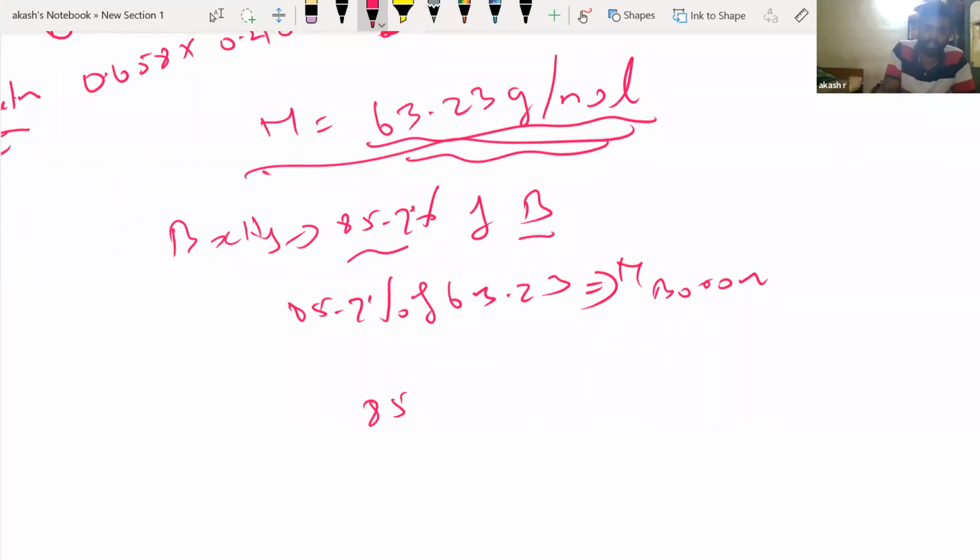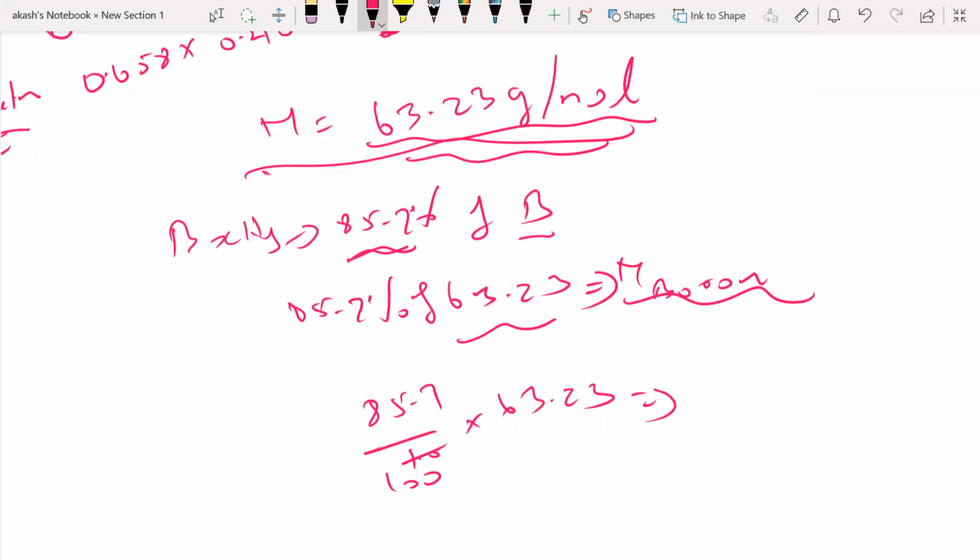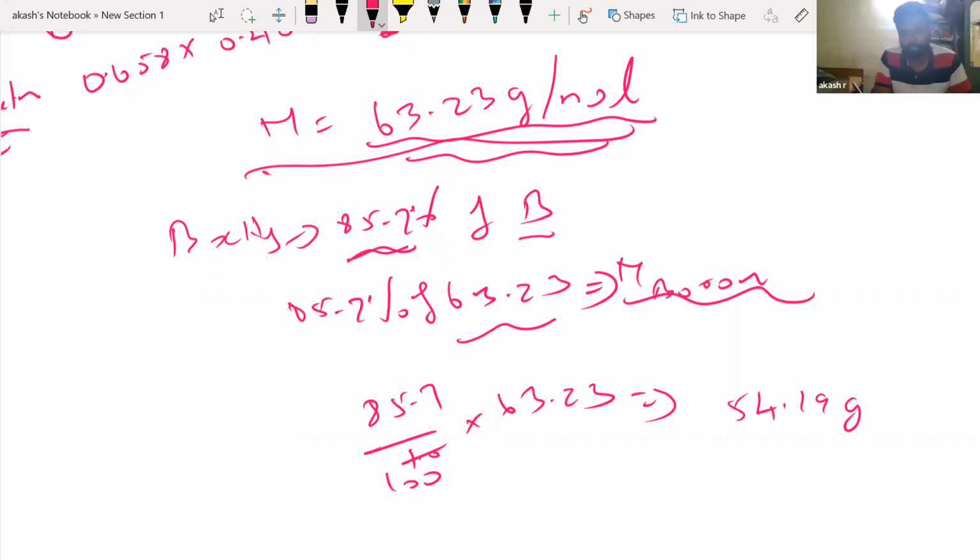How do we do this? 85.7 divided by 100 into 63.23. That will be the mass of boron, right? Because they have given that 85.7% of this compound is only boron. So if this is the molecular mass, 85.7% of this mass is going to be the mass of boron, and that value you should have is 54.19 grams, and that's it, right?